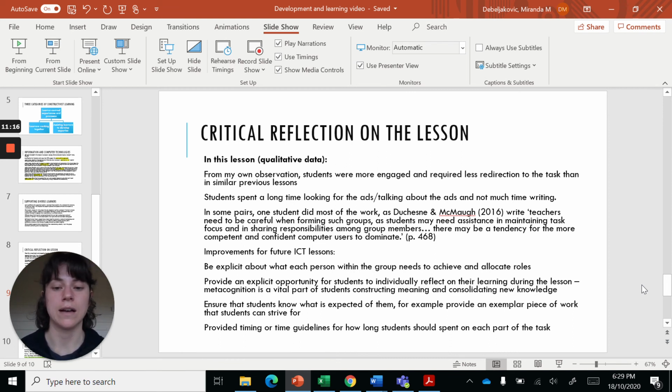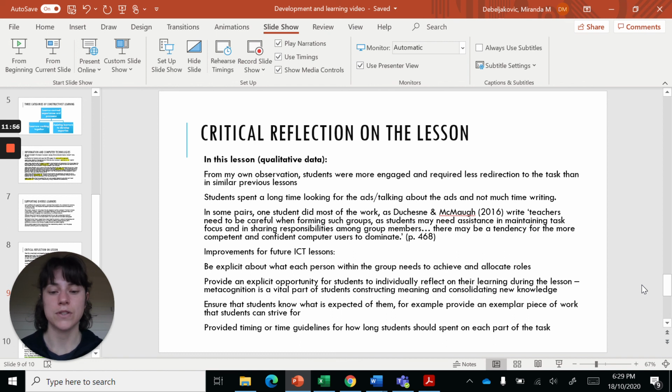And so in terms of some improvements for what I would do in future ICT lessons or future lessons that follow a similar constructivist approach is be explicit about what each person within the group needs to achieve and actually allocate roles. Provide an explicit opportunity for the students to individually reflect on their learning during the lesson. It would have been nice to know what they actually thought that they had achieved alongside what I thought they had achieved. So, I know that metacognition is a vital part of students constructing meaning and consolidating that new knowledge.